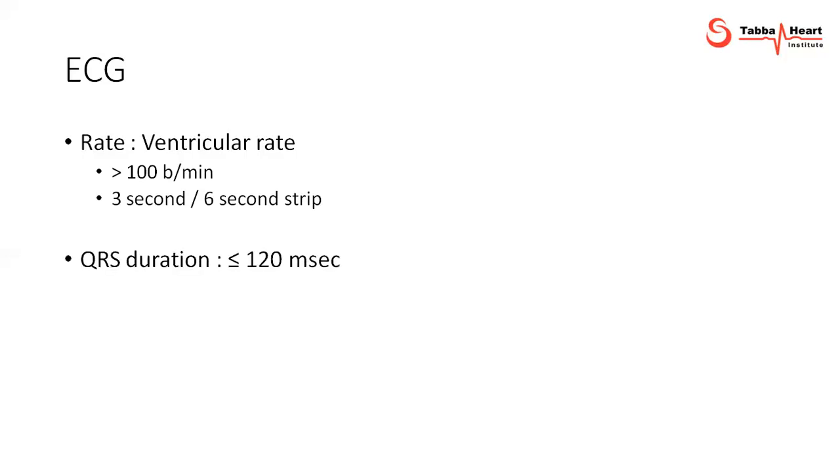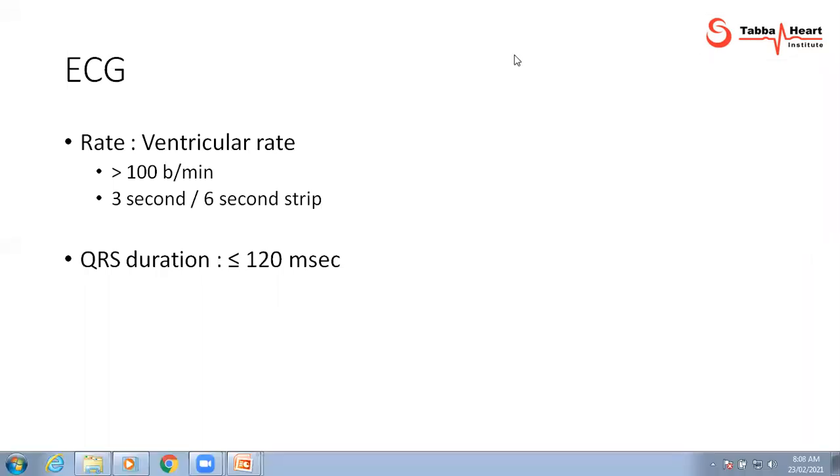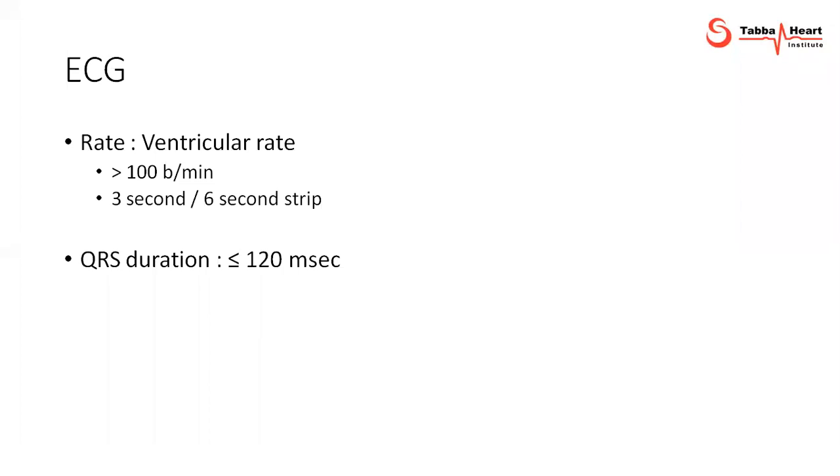So 3 second or 6 second strip के ऊपर ventricular rate को count करने के बाद, when you have decided this is a tachycardia, then the next question that you ask yourself is the QRS duration less than or equal to 120 or more than 120? So that is the second question that you need to answer, because आपकी सारी differential diagnosis tachycardia की divided है narrow complex और wide complex tachycardia के अंदर. I'm not talking about कि ये SVT है या VT है. I'm only talking about narrow and broad QRS tachycardia that is on the ECG.